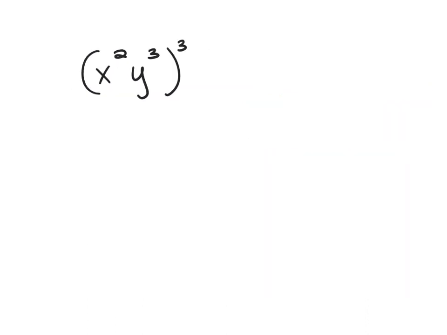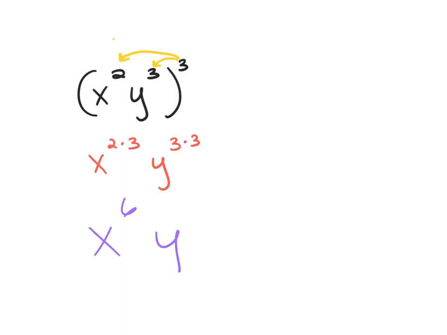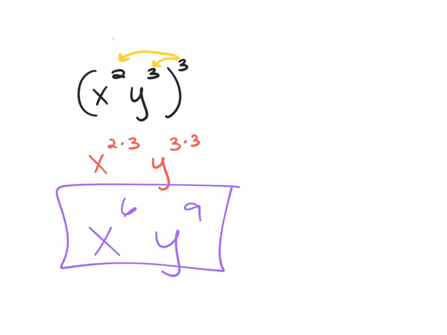Okay? So again, let's do this with a couple of examples. We want to make sure that we distribute the exponent that's outside the parentheses to both parts on the inside. And so this becomes x squared times 3 and then y cubed times 3, like this. So you end up with x to the power of 6, y to the power of 9.